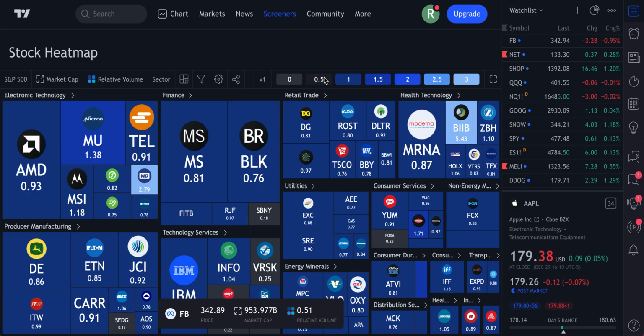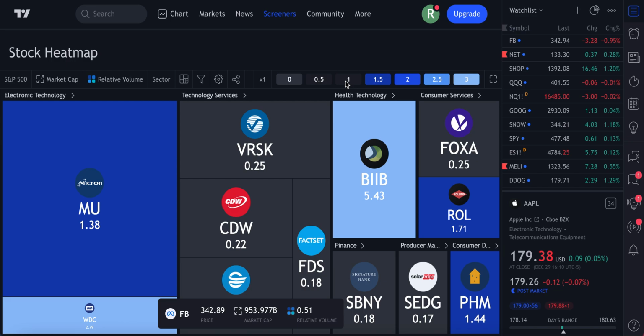So if you remove this, you're only going to see anything above this one, right? If I do one, I'm going to see 1.2. So now you see MU, right? MU, WDC, right? Those were some of the stocks, right?